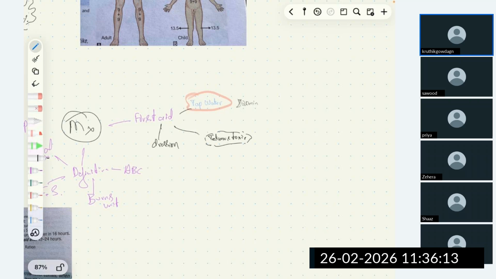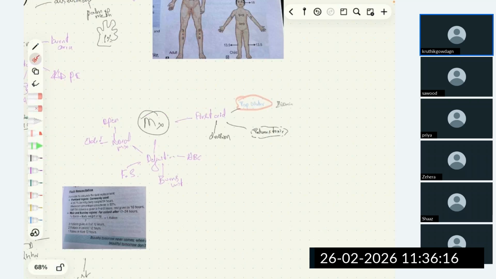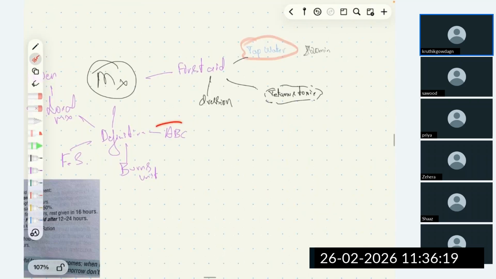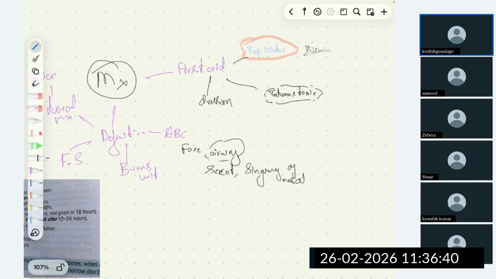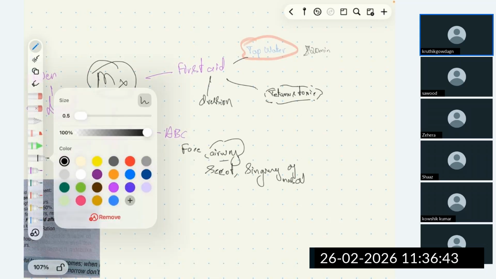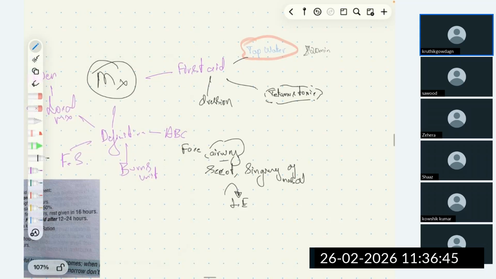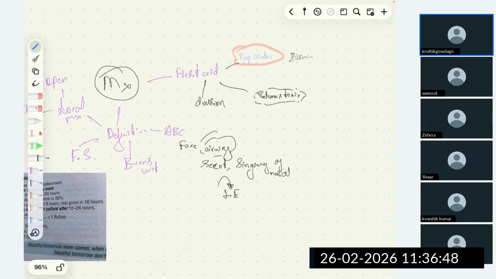Then we have definitive management. Under definitive management, we all know first we should do emergency management: manage airway, breathing, and circulation of the patient. If there is involvement of the face, and if there is upper airway involvement, if there is soot in the upper airway, or if you see singeing of nasal hairs, with time the patient may develop laryngeal edema and it may lead on to death. So please consider endotracheal intubation or tracheostomy in these patients.